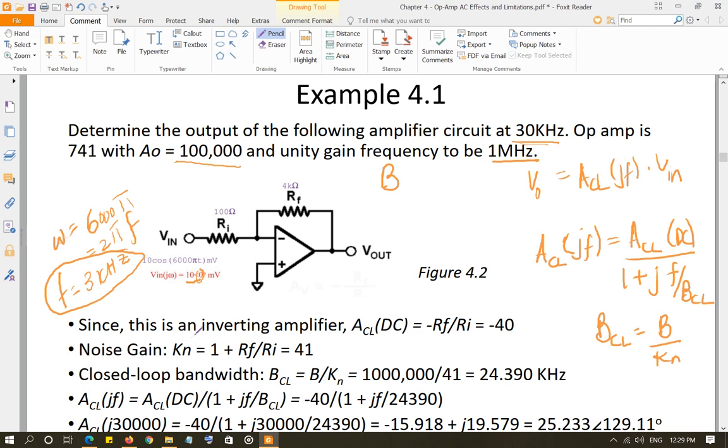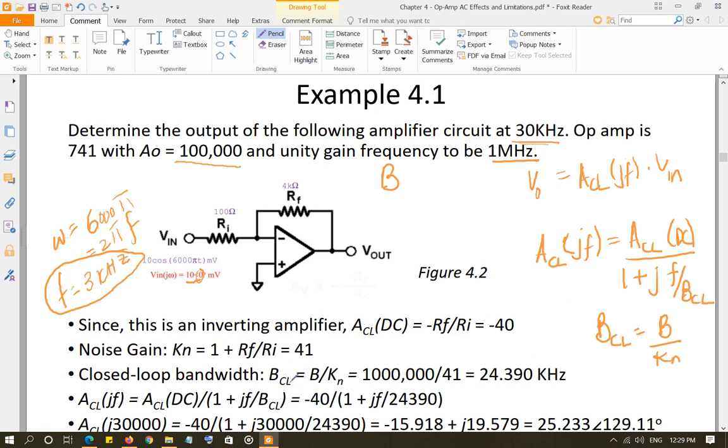Remember, if I ask you to show me the derivation of the noise gain calculation, you have to ground all the input sources, introduce a test source at the non-inverting input, and then calculate the gain V out over test source, and that will be the noise gain. But if I don't ask you, and if you know the expression, then you don't have to show me the derivation, you can just use the expression. So you calculate the noise gain, 1 plus RF over Ri, as we derived in the last chapter for both inverting and non-inverting amplifier. Remember, it was the same 1 plus RF over Ri, and that is 41.